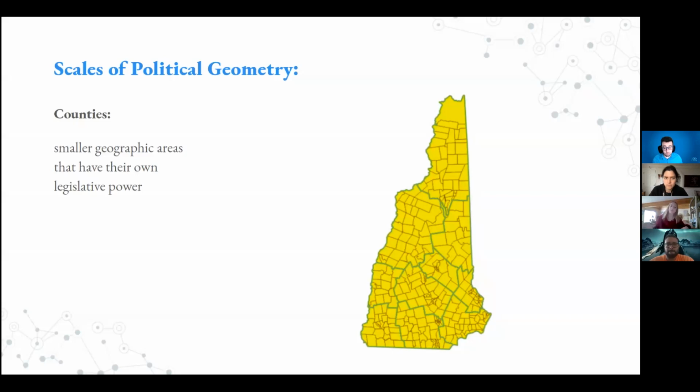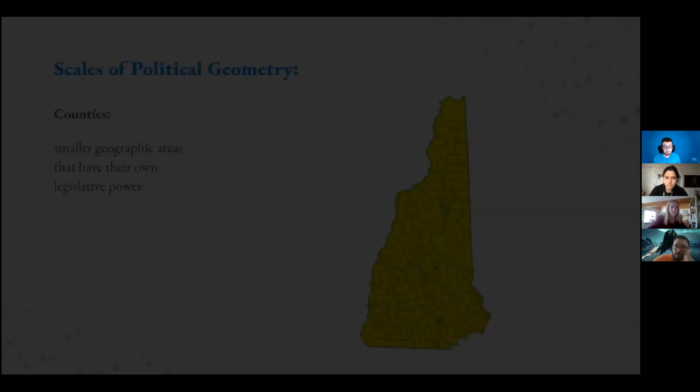Then the next biggest is counties. These are smaller geographic areas than states, but still have their own legislative power. In some states, counties are relevant for redistricting, and they have laws that they should not split counties as much as possible when drawing the districting maps. In other states, counties are pretty much irrelevant and they can ignore them. So it depends where you're looking.